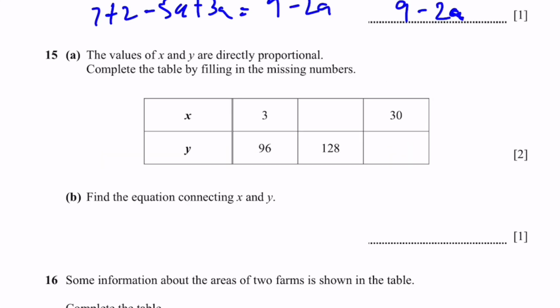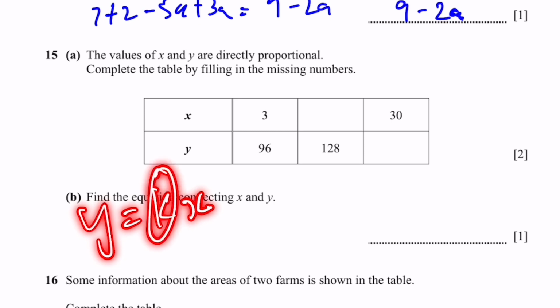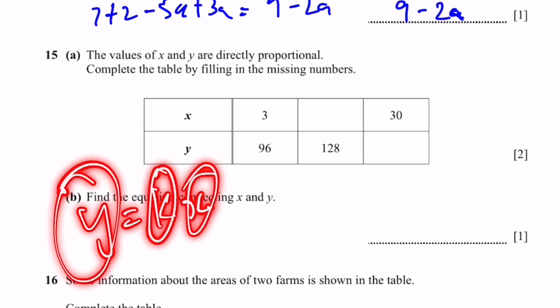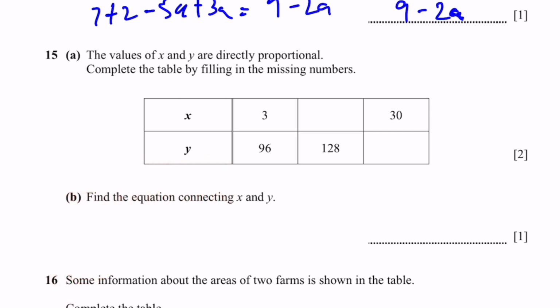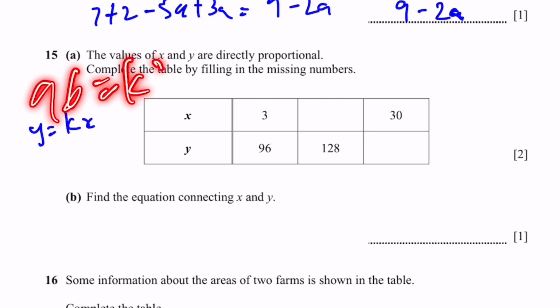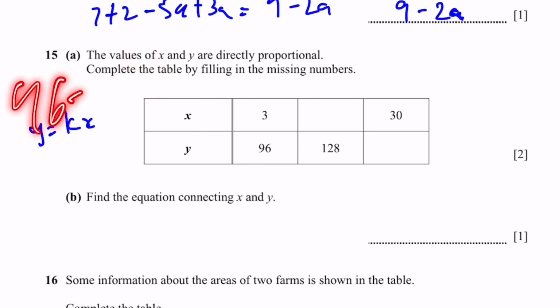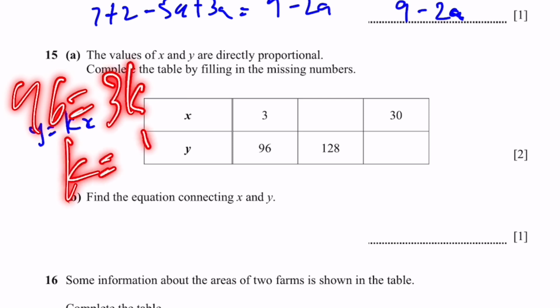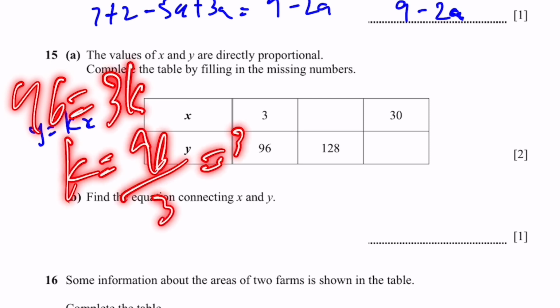Question 15. A. The values of x and y are directly proportional. Complete the table by filling in the missing numbers. X is 3, y is 96. So what's the formula for directly proportional? Y equals kx. That means k is a constant value. X and y can be changed. So when x is changed, y is also changed proportionally. So y equals kx. That means we need to multiply something by x to get y. So when you substitute these in, 96 is equal to k into 3, or 96 is equal to 3k. That means k is equal to 96 by 3, which is equal to 32.